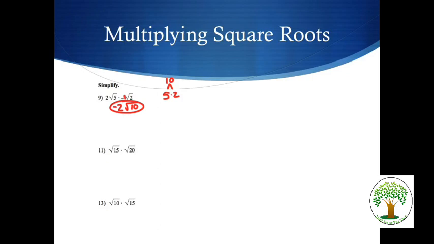Wait, I forgot. Is a perfect square root to where it's like 2 times 2 equals... Yeah, like 4 is a perfect square. 9 is a perfect square because it's 3 times 3, 16 is a perfect square because it's 4 times 4.